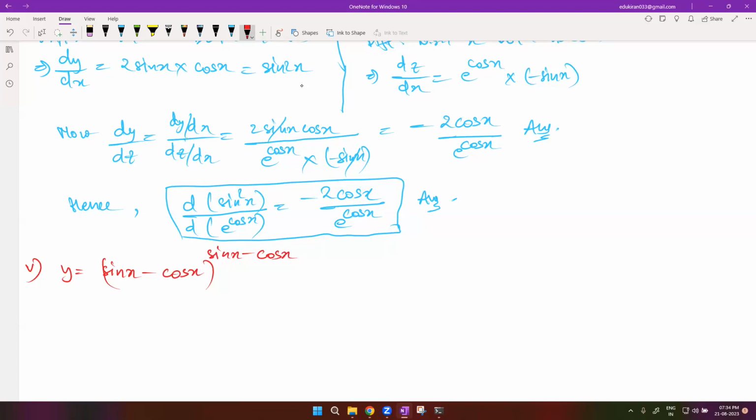Which kind of differentiation? Sin x minus cos x, the whole to the power sin x minus cos x. Which kind of differentiation first? First question. Logarithmic. Logarithmic differentiation, right? Variable to the power variable. So first we need to take log on both sides, and then we need to proceed with differentiation. Chalo, fatafat.